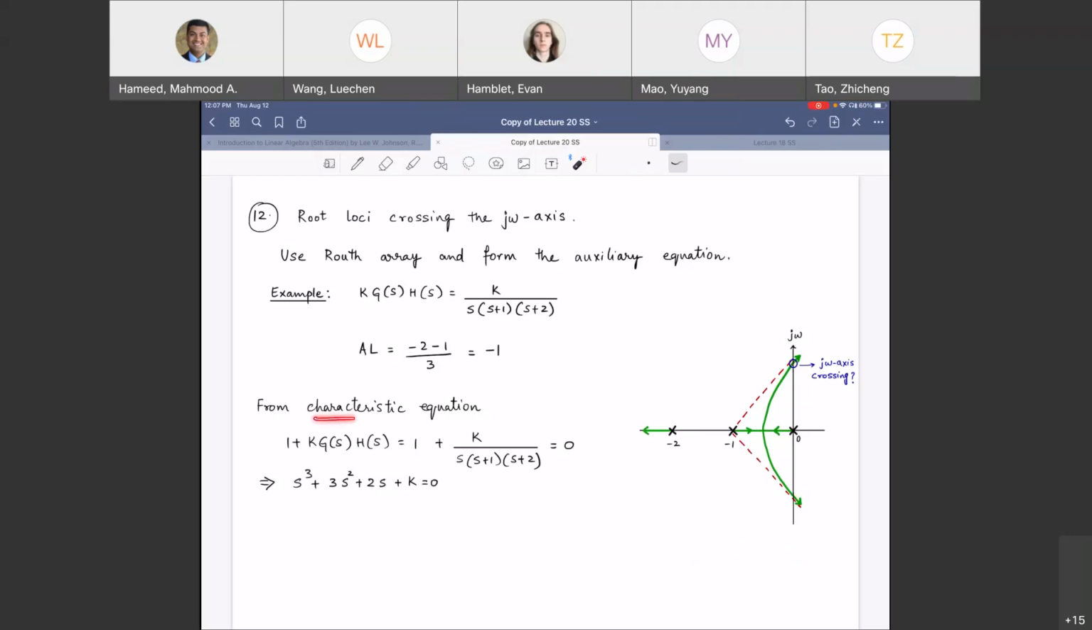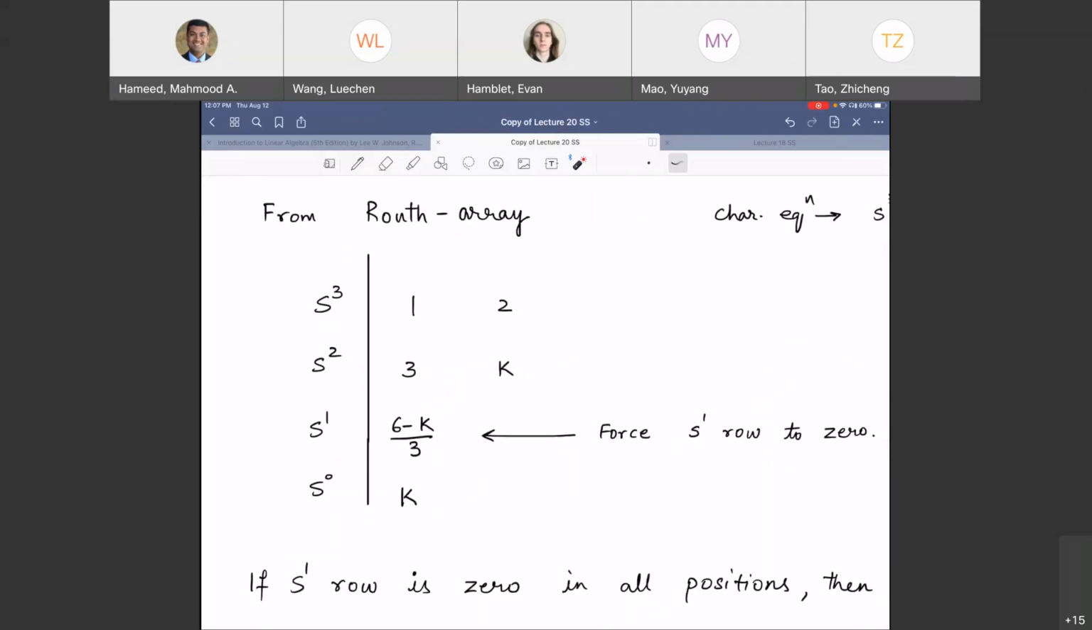To set that up, we are going to look at the characteristic equation over here of the denominator. This is the denominator of the closed loop transfer function, 1 plus K G(s) H(s). Set it to 0. What do you get? You get a cubic in s for this particular example. Put these values in the Routh array. You are going to get this: s cubed, s squared, s1, s0.